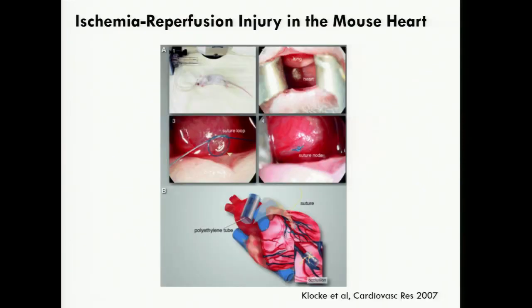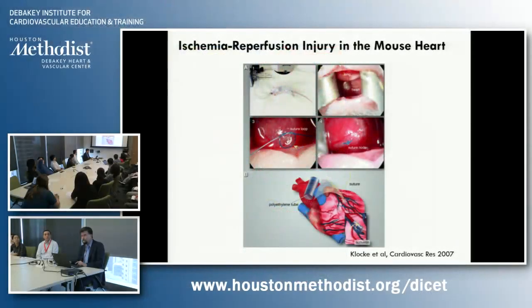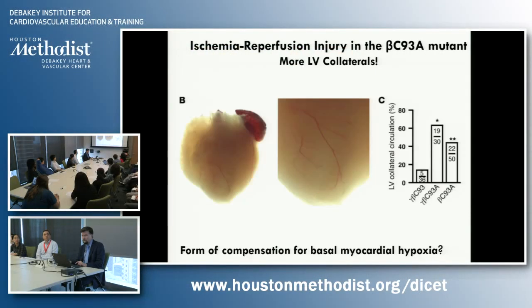So they used this ischemia reperfusion injury model in the mouse heart. And in this model, the mouse is anesthetized, the chest is opened up, the left anterior descending artery is ligated, and in some cases, they put in a little tube right next to the vessel, so that that tube can be pulled out and reperfusion can occur. So it's a model of ischemia reperfusion.